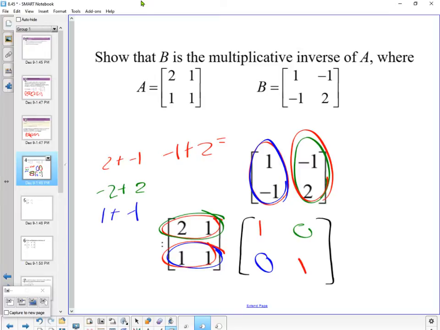So B is the inverse of A. And we know that because that came out that way. That's it. Okay.